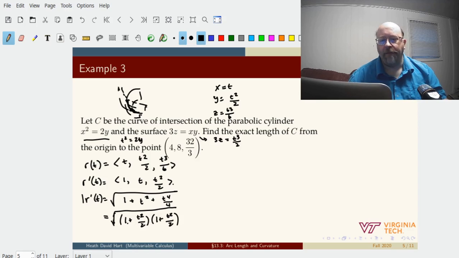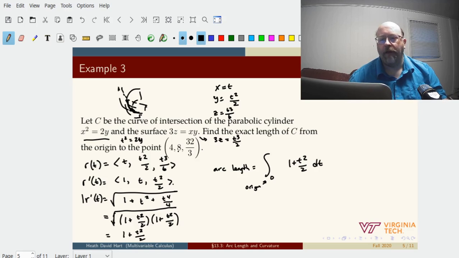First times first is 1. Outer is t squared over 2, but inner is also t squared over 2. They combine to give me t squared. And then last will be t to the 4th over 4. And so the square root of this will just be 1 plus t squared over 2. And so the arc length will be the integral of 1 plus t squared over 2. Our starting point is at the origin, and we reach the origin at t equals 0. And this is our ending point. The ending point we reach when t is equal to 4.